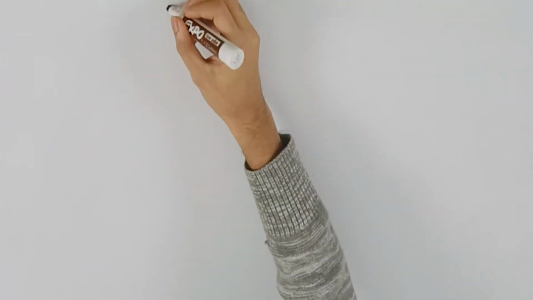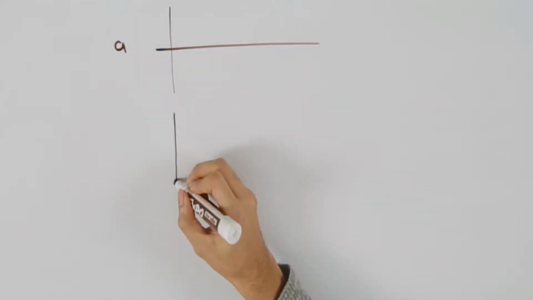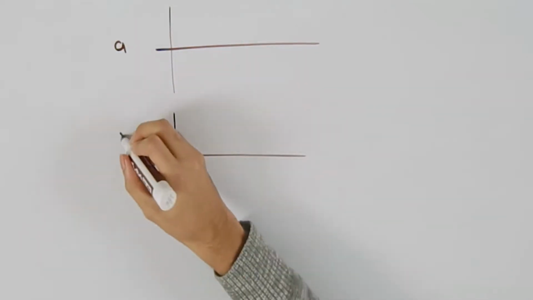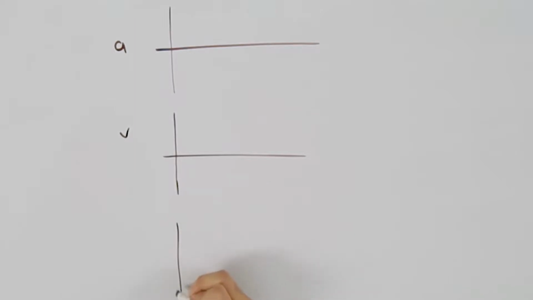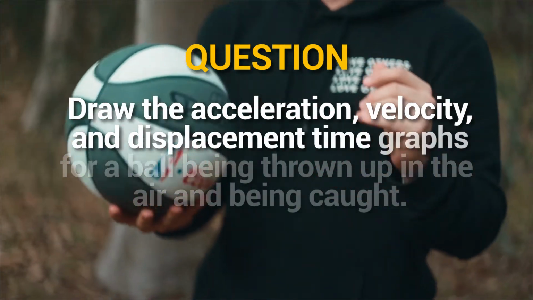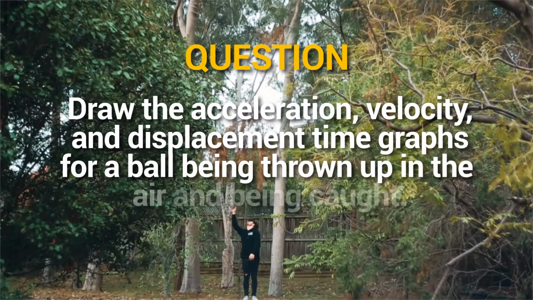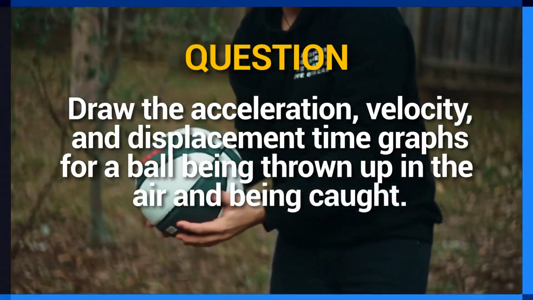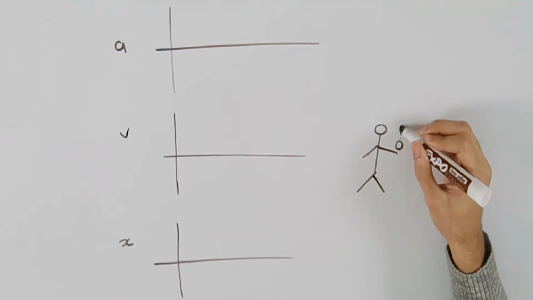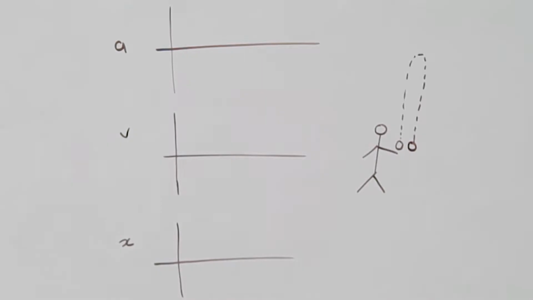So we're going to try a real quick question to make sure that you understand and to prove what we've just learned as well. And that's a question I like to give because it shows you if you really understand acceleration, velocity, and displacement graphs or not. The question is, draw the acceleration, velocity, and displacement time graphs for a ball being thrown up in the air and being caught. So just remember, the timer starts right when the ball releases from your hand and stops right when it comes back to your hand.